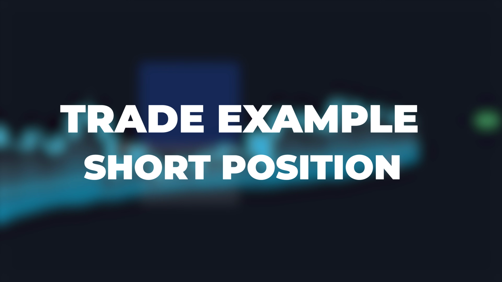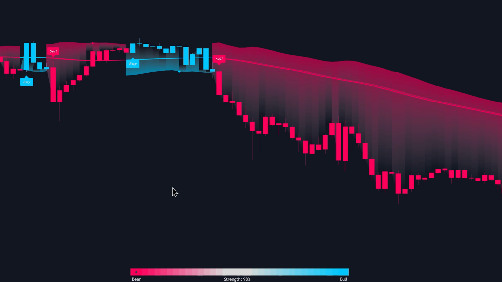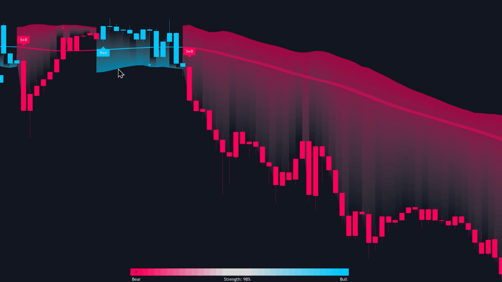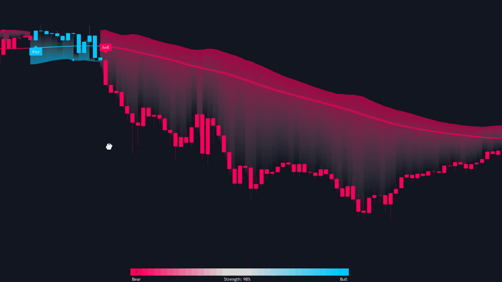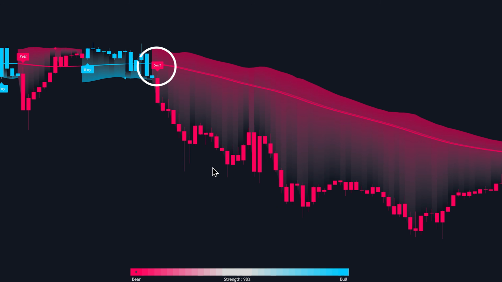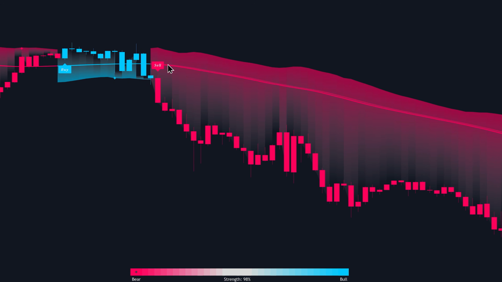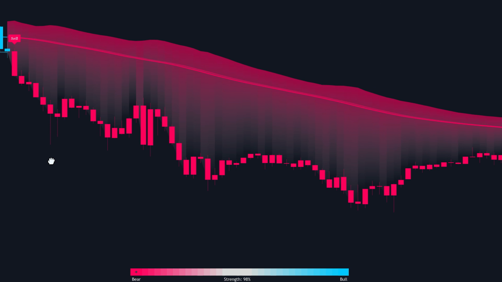Now, the short setup is the exact reverse. A bearish trade starts when the indicator flips into a bearish regime. The cloud turns bearish, and you'll often get a sell label at the start of that transition. Condition 1 is price staying below the baseline area more consistently and failing to reclaim it. Again, you have two entries.